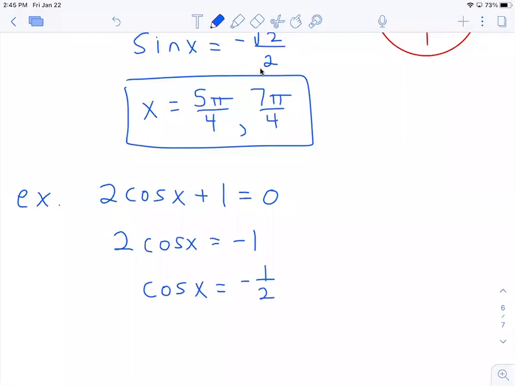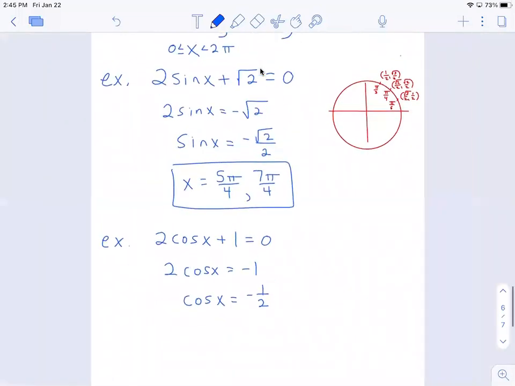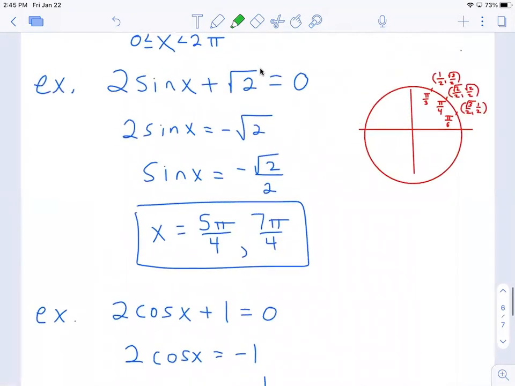All right, now I'm going to refer back to my unit circle. Where is the cosine -1/2? Well, I know cosine are the x values. X values are negative in the second and third quadrant. Cosine being the x, my reference angle is pi over 3. So I need pi over 3 in the second quadrant and in the third quadrant.